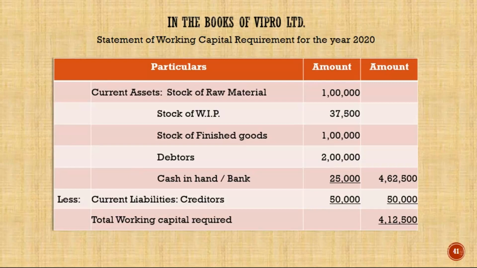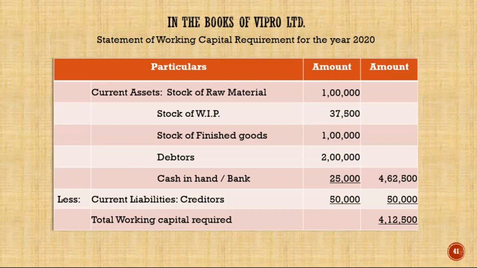So current asset, stock of raw material, we have already done the calculation. The same figure we have taken here in an inner column. Then stock of WIP, that is 7,500. Stock of finished goods, 1 lakh. Debtors, 2 lakh. Cash in hand, already given in the problem, 25,000. Then we added all these figures and the total is carried to the outer column.